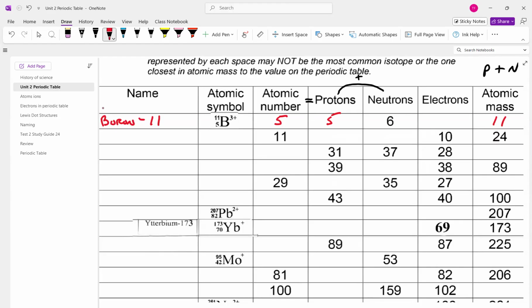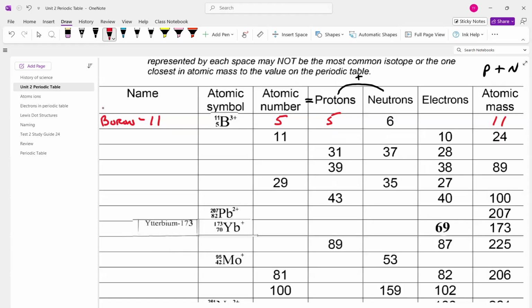Protons can never change. If you change protons, you change elements. So protons are static. Boron will always have 5 protons, period, no exceptions. If it's got 6 protons, it's going to be carbon. If it's got less, it's going to be beryllium. It's got to have 5. So the only one we can change are electrons.